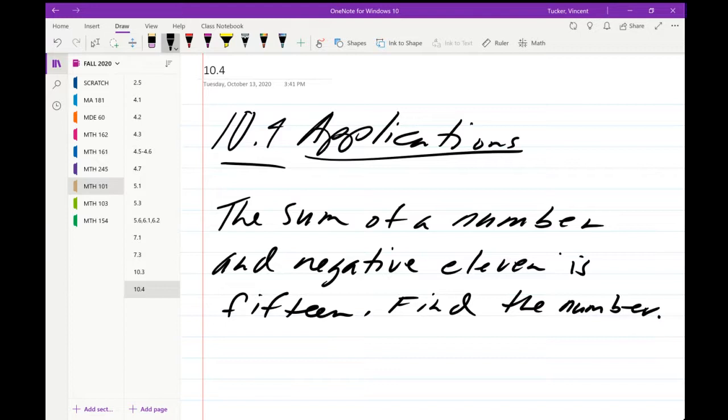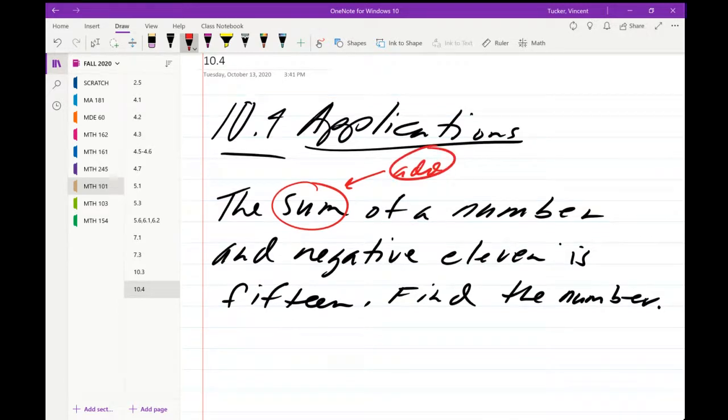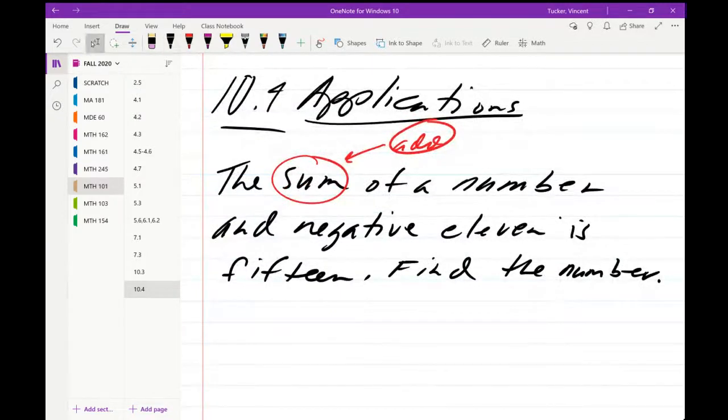All right, so the sum of a number and negative 11 is 15. Find the number. So when we have something like this, there are going to be keywords that let you know what to do. Keyword here is the sum. That means addition. So the sum of a number and negative 11. So the number is just any variable. Call it what you like.